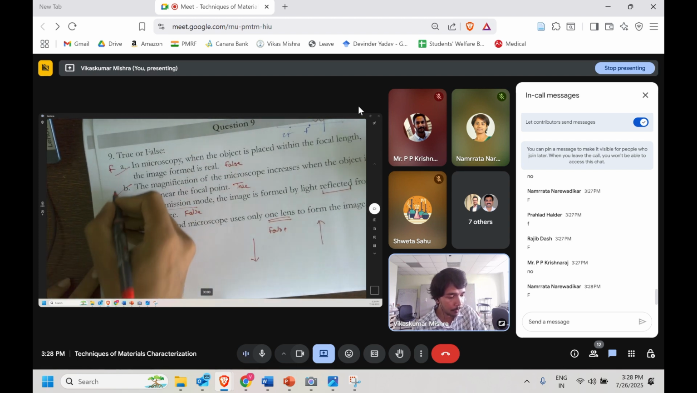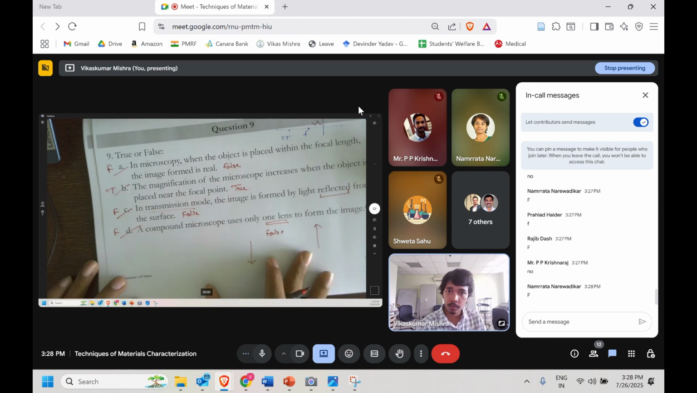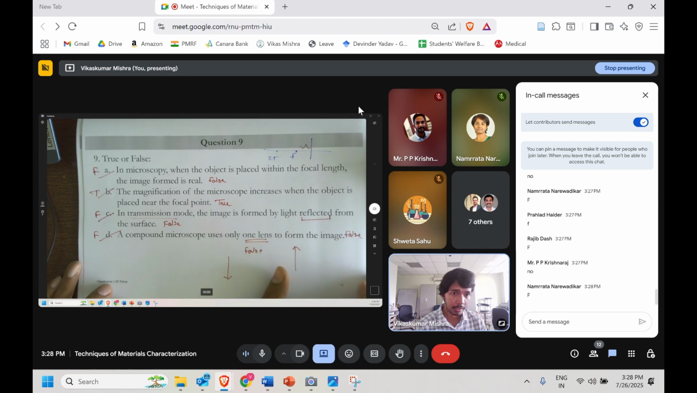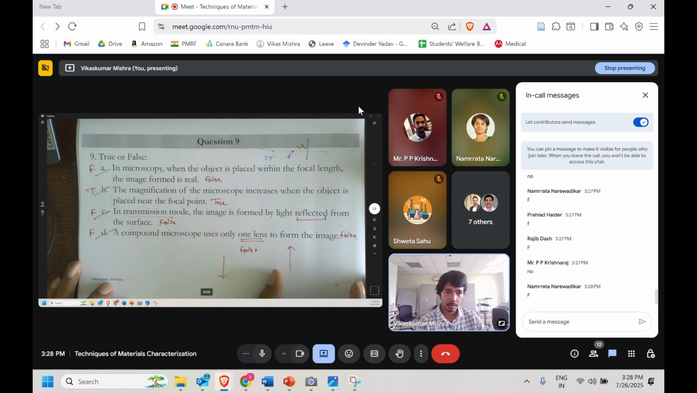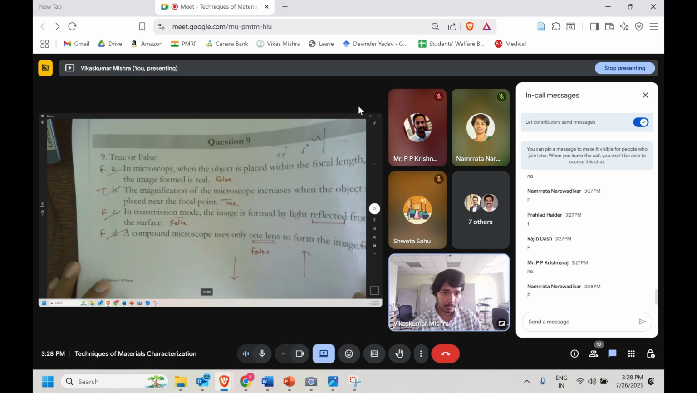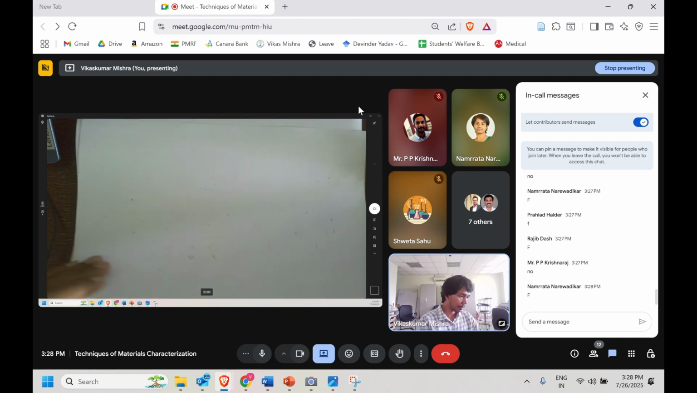False, true, false, and again false. Guys, any doubt in this question number 9? Okay, since there is no doubt, we can move ahead to question number 10.